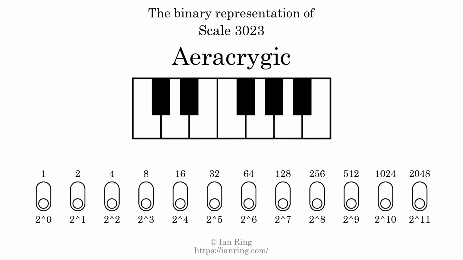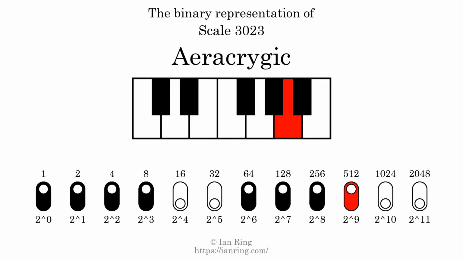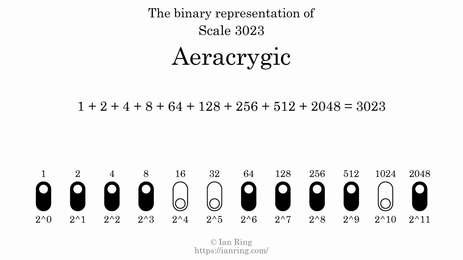The binary representation of this scale is determined by mapping tones of the scale to binary digits. Each binary digit represents a power of 2. To get the scale number, we add the powers of 2 together. The powers of 2 that are present in the scale, all added together, equals 3023. That is why the scale number, in decimal, is 3023.